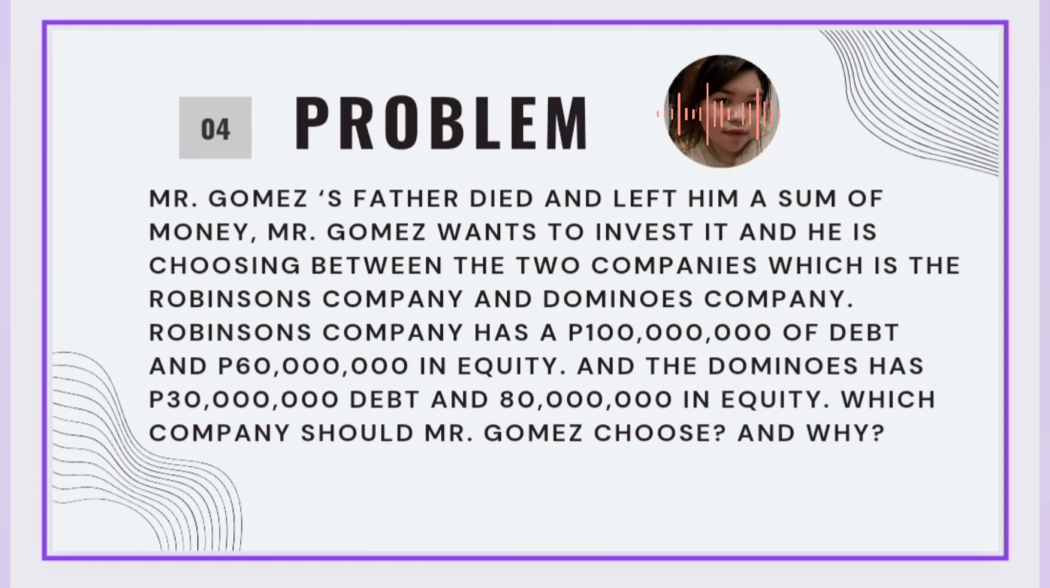Problem number 4. Mr. Gomez's father died and left him a sum of money. Mr. Gomez wants to invest it and he is choosing between two companies, the Robinsons Company and Domino's Company. Robinsons Company has 100 million of debt and 60 million in equity. And then Domino's has 30 million debt and 80 million in equity. Which company should Mr. Gomez choose and why?